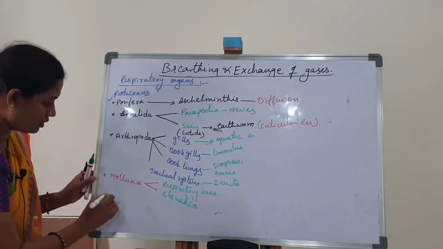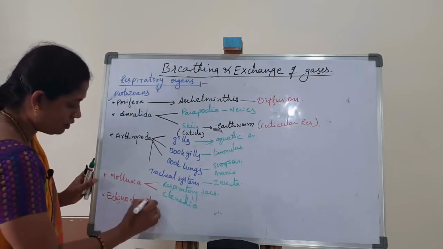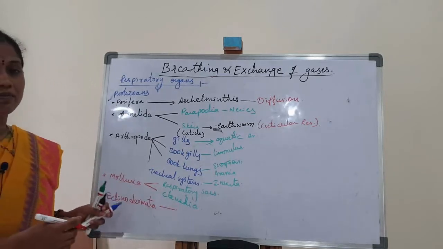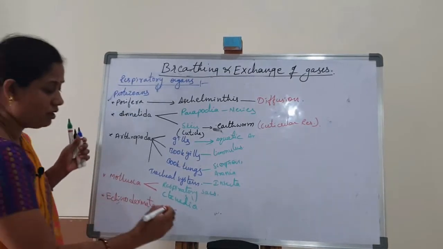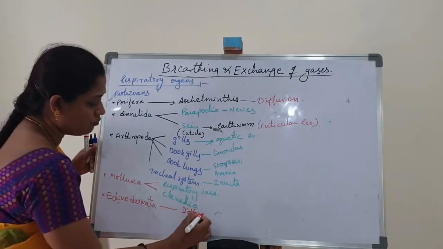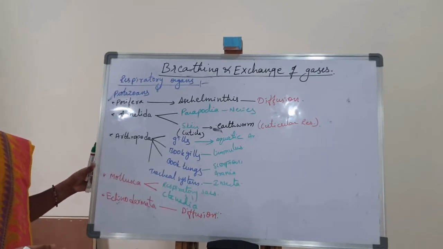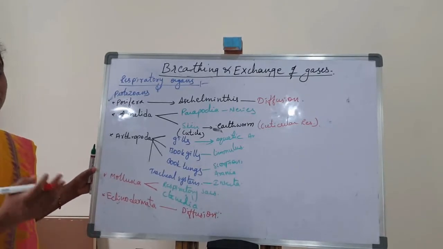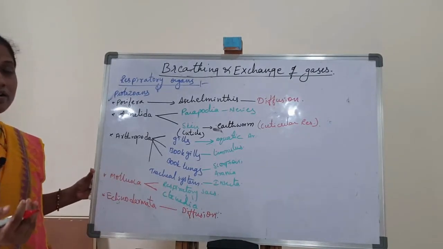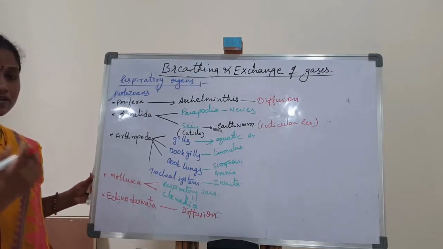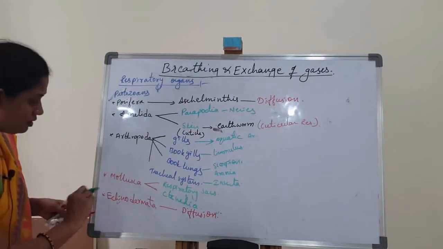Next, in Echinodermata, they don't have a special type of respiratory organ, so they respire by simple diffusion. They have the water vascular system, which is also called the ambulacral system. Through it, by diffusion, oxygen and carbon dioxide gas exchange takes place.